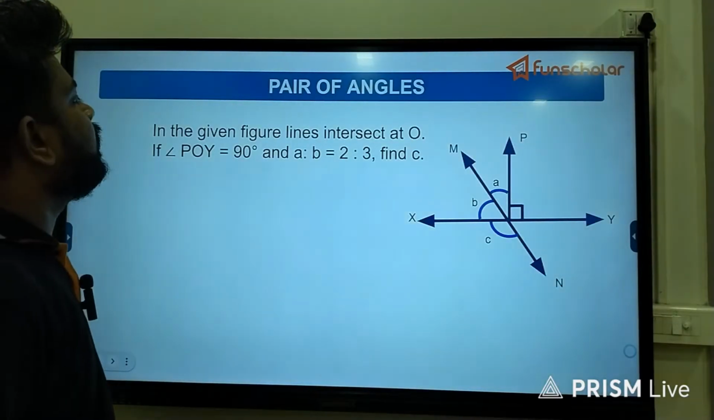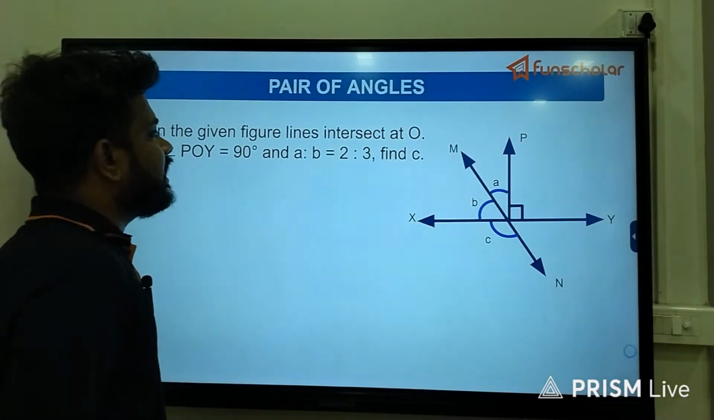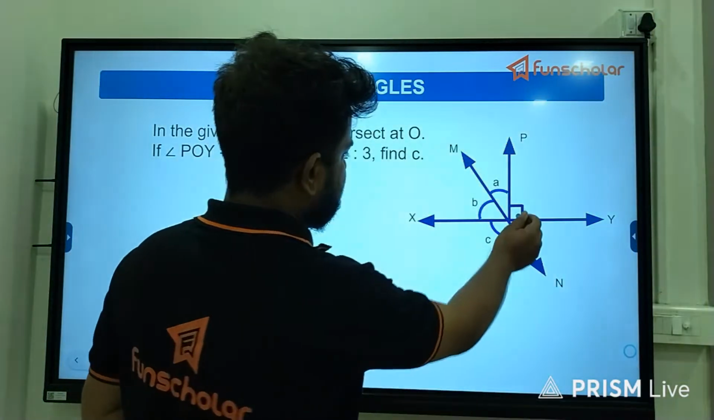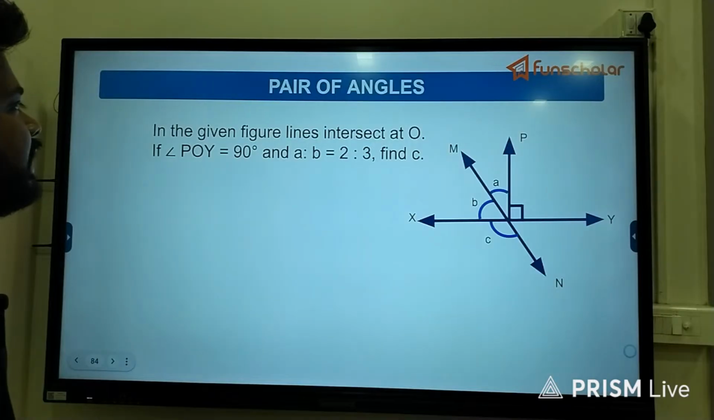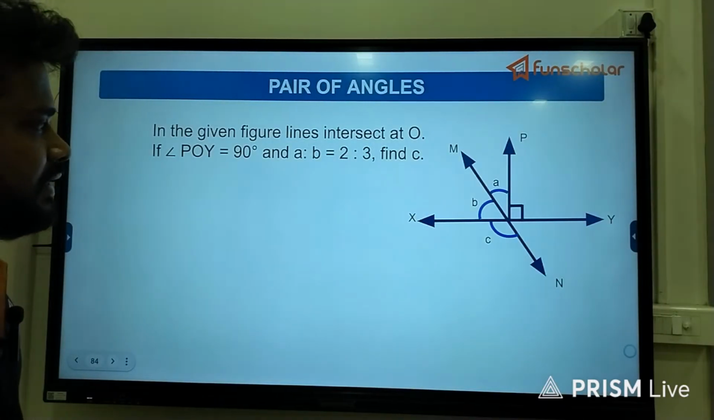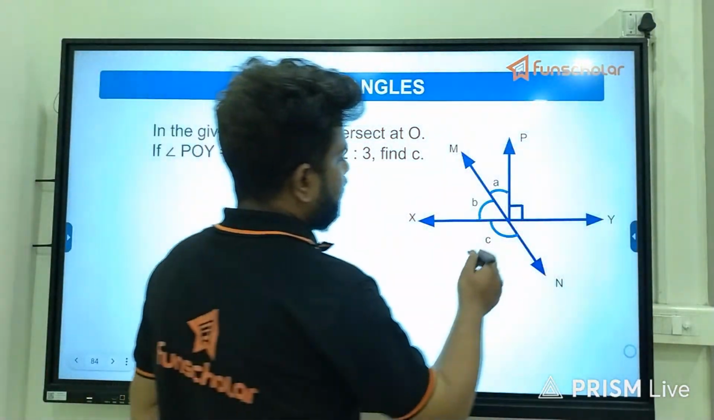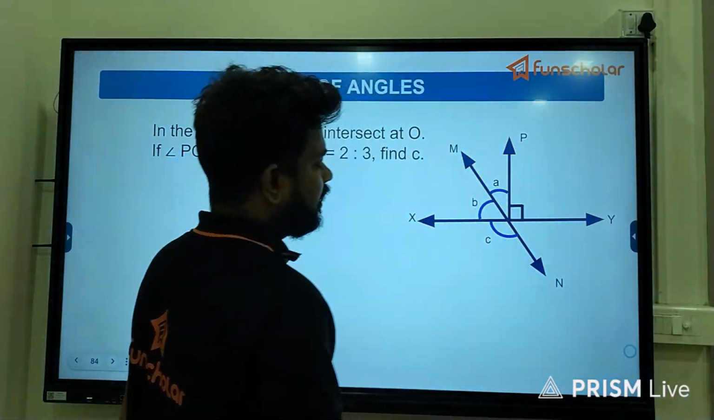So in the given figure, lines intersect at O. Obviously, this is O. If POY is equal to 90 degrees, and A is to B equals 2 is to 3, you have to find C. So let's see if this one is 90.